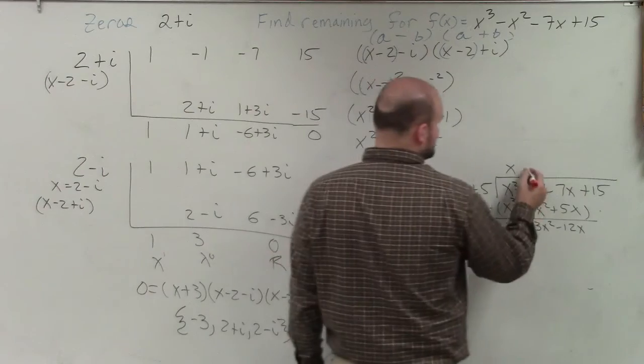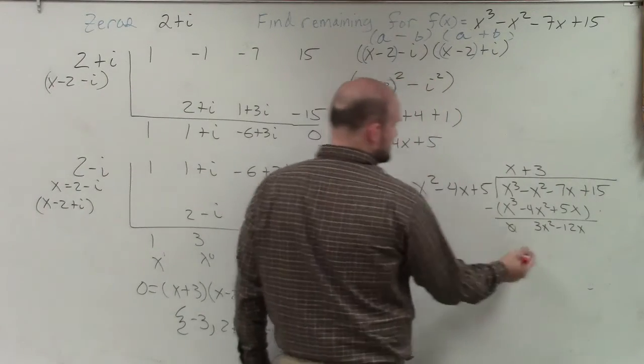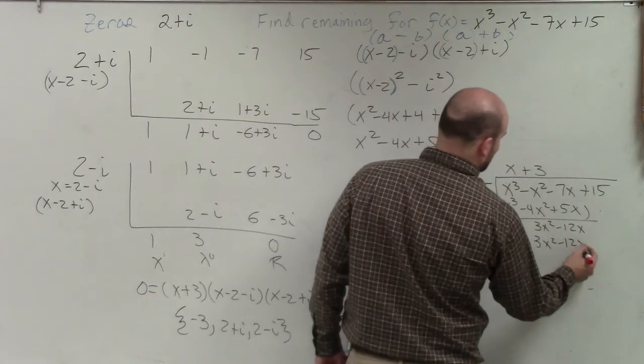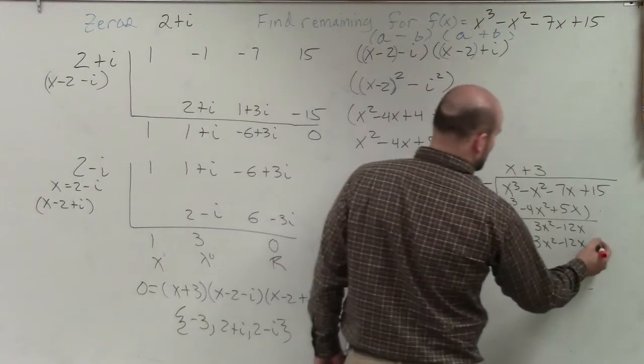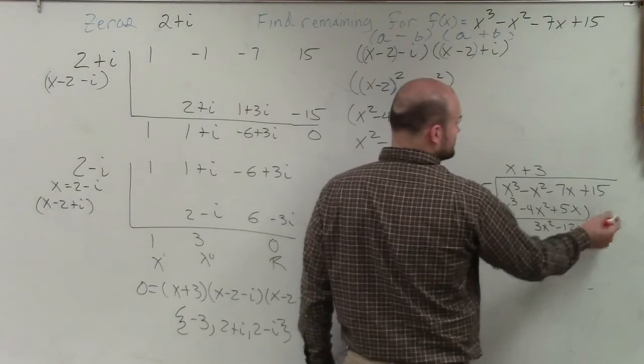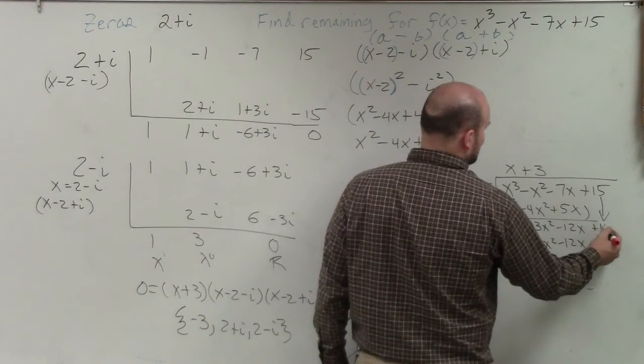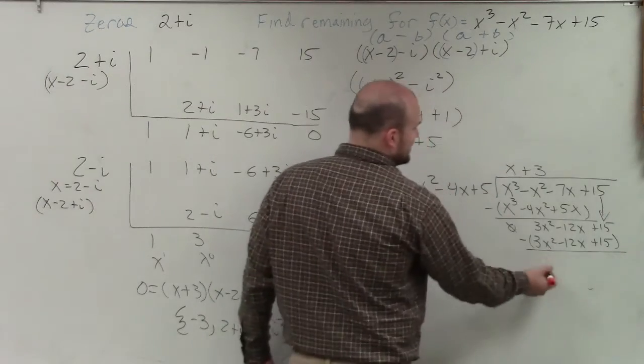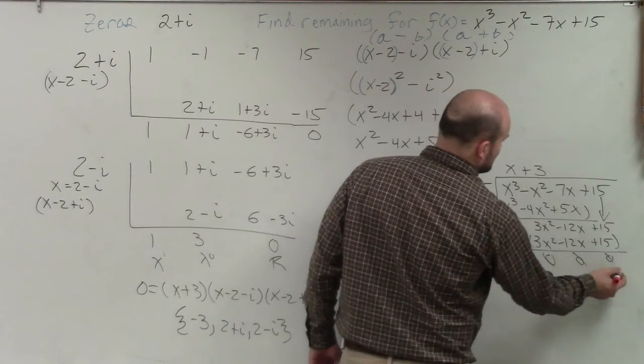x squared goes into 3x squared a positive 3 times. 3 times x squared is 3x squared. 3 times negative 4 is a negative 12x. And 3 times 5 is going to be a positive 15. Now, I don't have anything to subtract this 15 from, so I'll bring this one down. Then we subtract our rows. And you can see that we have 0, 0, 0.